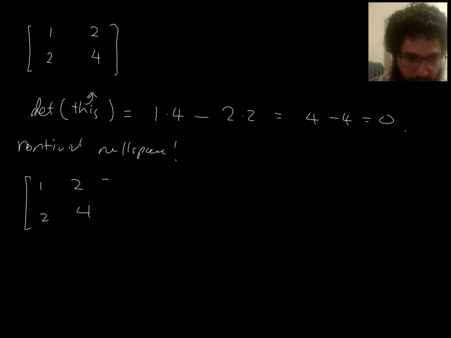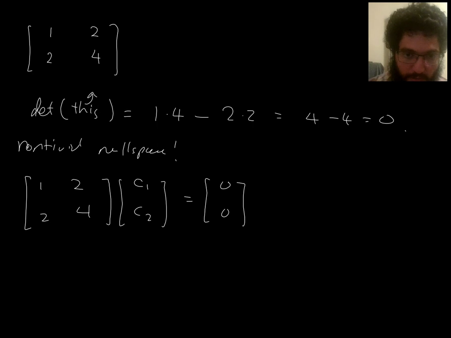Basically, I'm trying to solve this linear system where I put coefficients C1, C2, and I want to see which choices of vector C1, C2 here are going to give me 0 at the end. Actually, I was using V1, V2 before, so let me continue with that notation.